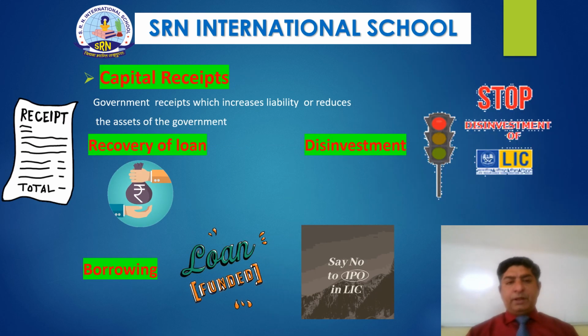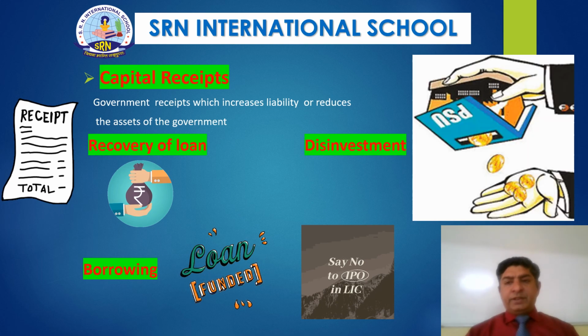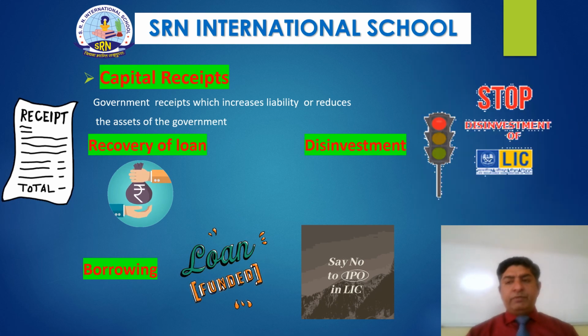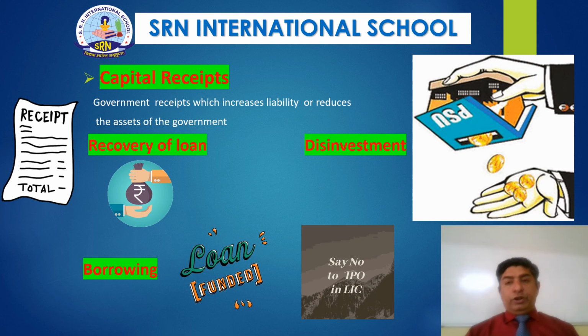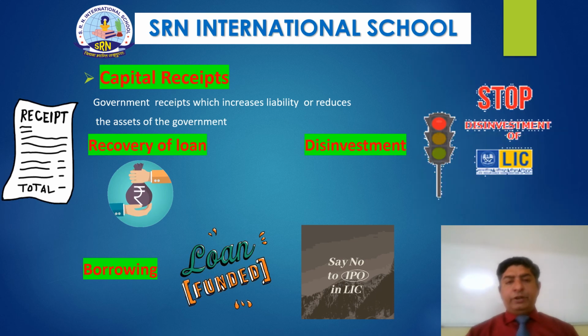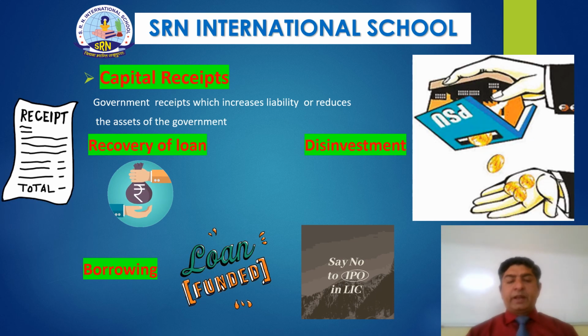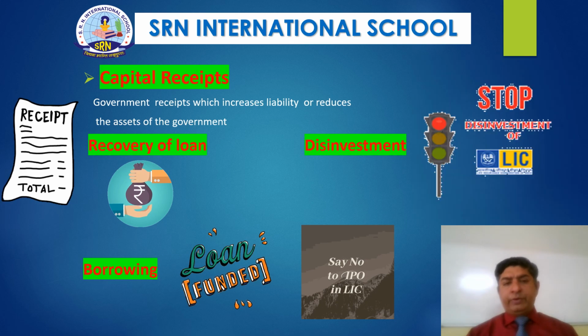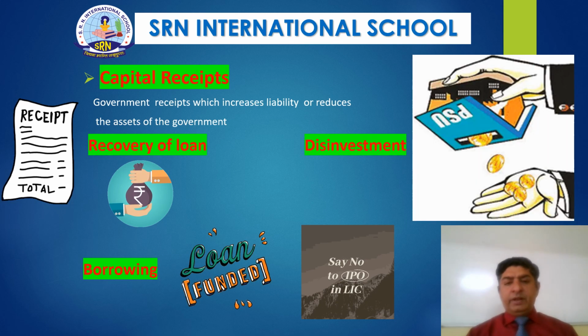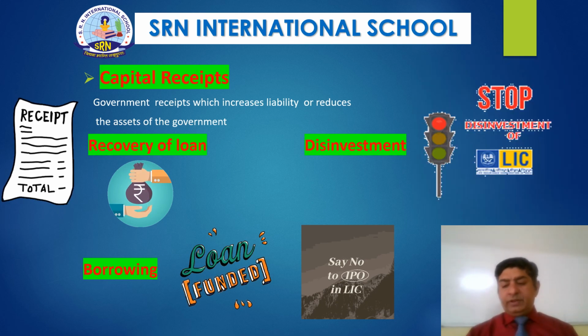Let's come to the capital receipts. Capital receipts are the receipts to the government which increase the liability or reduce the assets of the government. Capital receipts are divided into three parts: recovery of loans, disinvestment and borrowings.